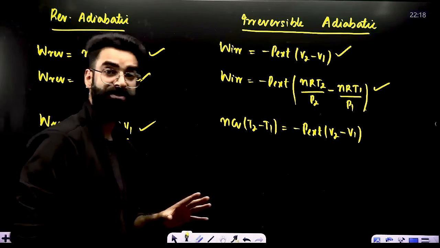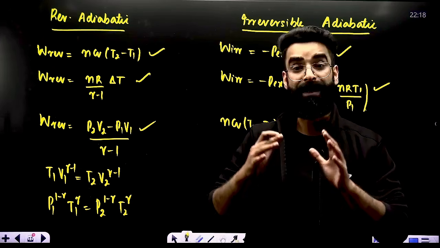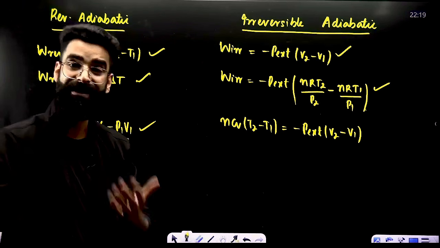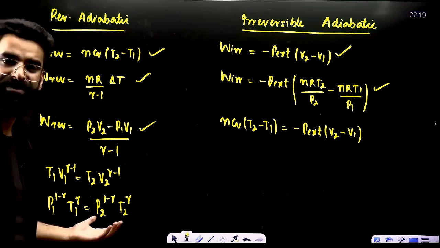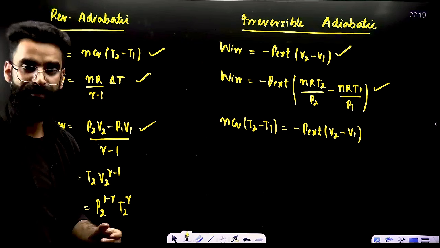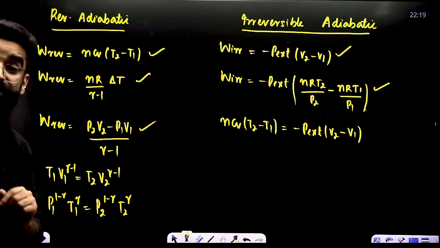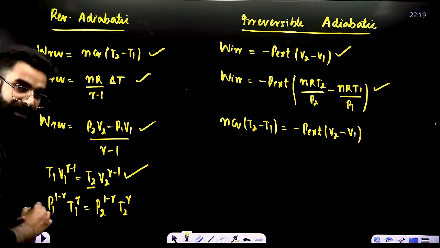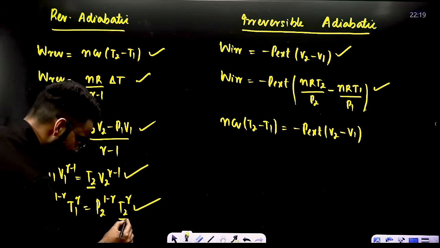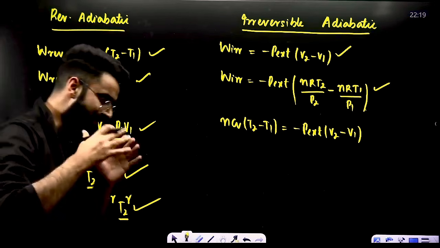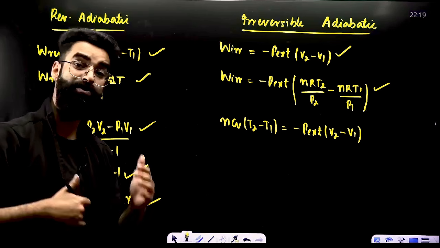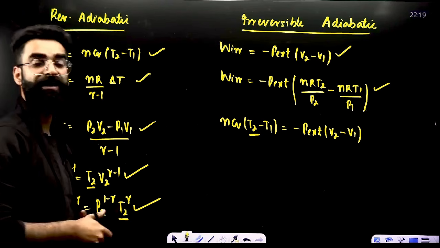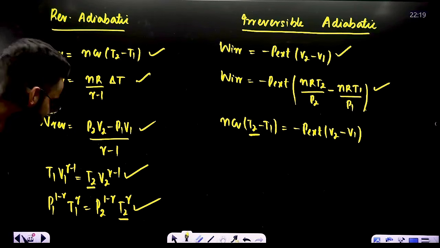One more type of question you would have seen, that is, how do we calculate the final temperature of the system? How do we calculate the final temperature of the ideal gas, which undergoes either a reversible adiabatic or an irreversible adiabatic process? When the ideal gas undergoes a reversible adiabatic process, this is the result with the help of which you calculate the final temperature of the gas. When the same ideal gas undergoes an irreversible adiabatic process, this is the result with the help of which you calculate the final temperature T2 of the gas, right?